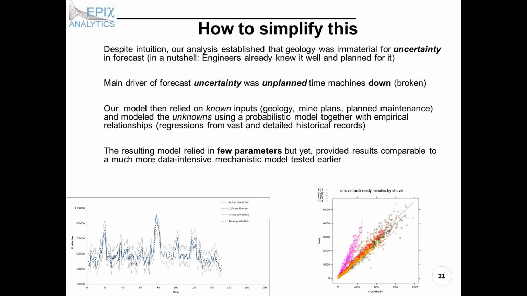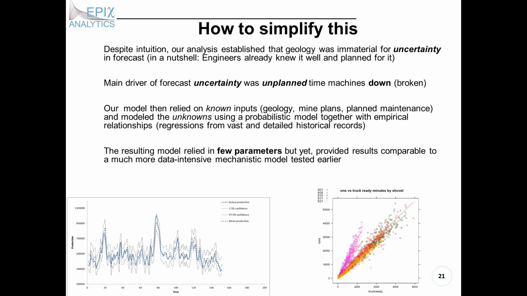Despite intuition, despite all that we discovered before, by looking at the historical records, and luckily this particular client has very good records on pretty much all aspects of the mine, we established that geology was really not that important for the uncertainty in the forecast. And I would like to highlight the word uncertainty here. In other words, in order to predict the future, geology was very important to know how much we were going to get on average. But for the uncertainty on that how much, so how big or how little, the geology wasn't that important because the mine engineers already knew it and they had a plan for it.